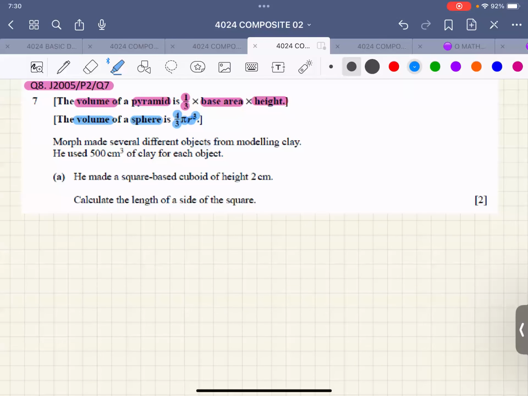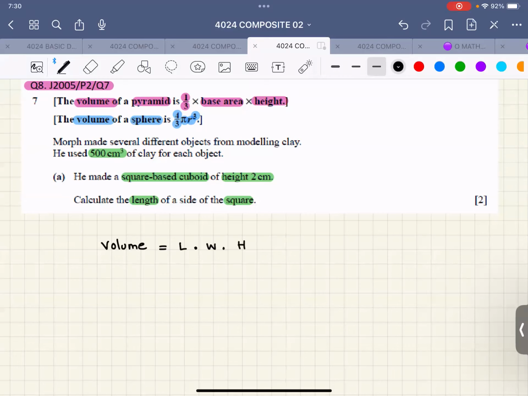It says Morph made several different objects from modeling clay. He used 5,000 centimeter cube of clay for each object. So now he made a square base cuboid of height 2 centimeter. Calculate the length of a side of a square. Now, when it says a square base cuboid, what does it mean? The volume is length into width into height.